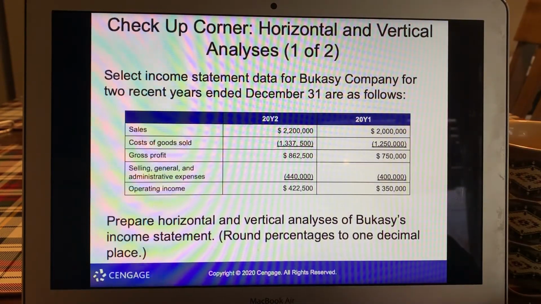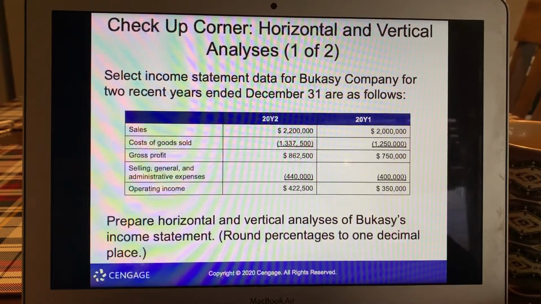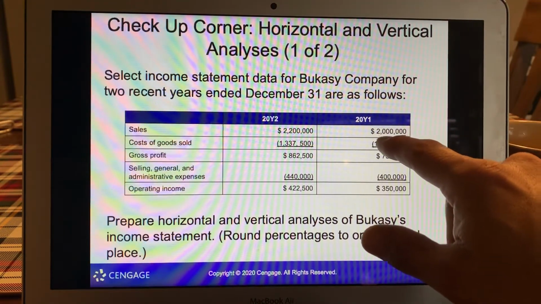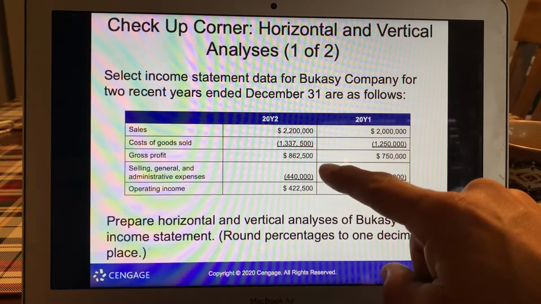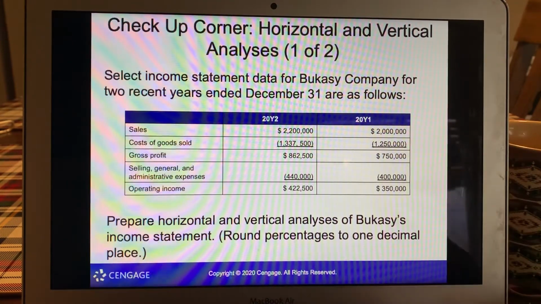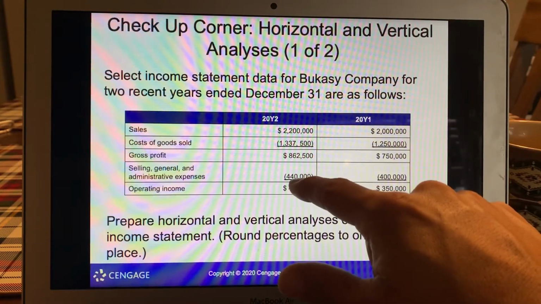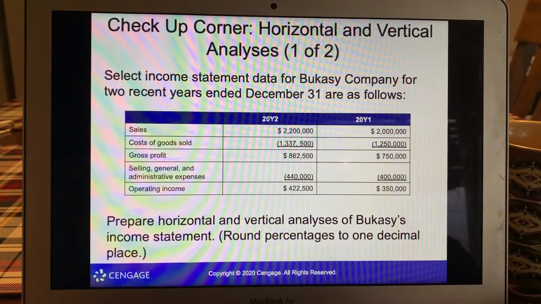So let's take a look at this. Select income statement data for, I don't even know how to say that, Bukase Company for 2 recent years ended December 31 as follows. So in the previous year was 2, so we had an increase of 100,000. Our cost of goods also went up. Our gross profit did increase. So what held steady for the most part was our cost of goods. Well, they actually both increased, but our gross profit did increase some. So typically when you increase like that, your administrative expenses do increase as well. So our operating income did increase by about 77,500.